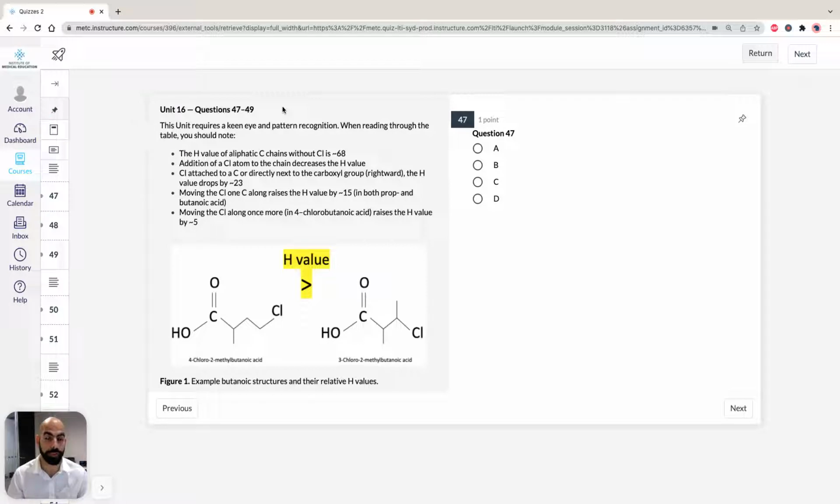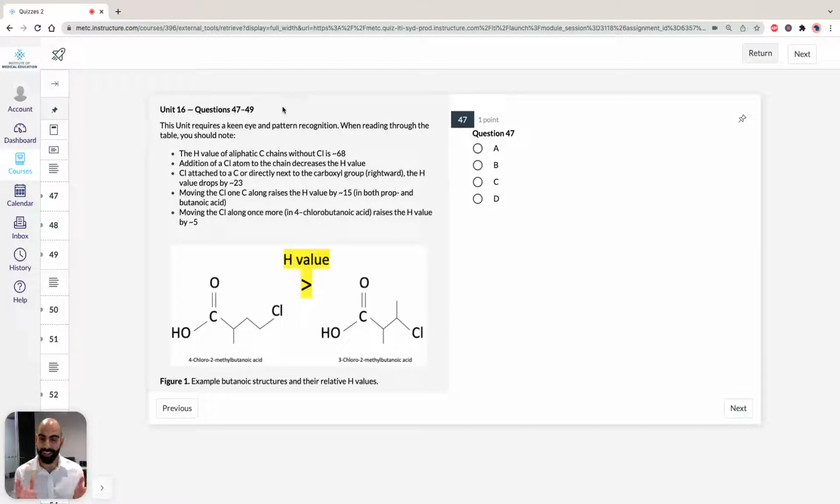First and foremost, the H value of any carbon chain without a chlorine atom is about 68. So you can see that in ethanoic acid, propanoic acid, and butanoic acid. If it doesn't contain chlorine, it's going to have an H value of 68. However, the second we add a chlorine atom to the chain, the H value decreases.